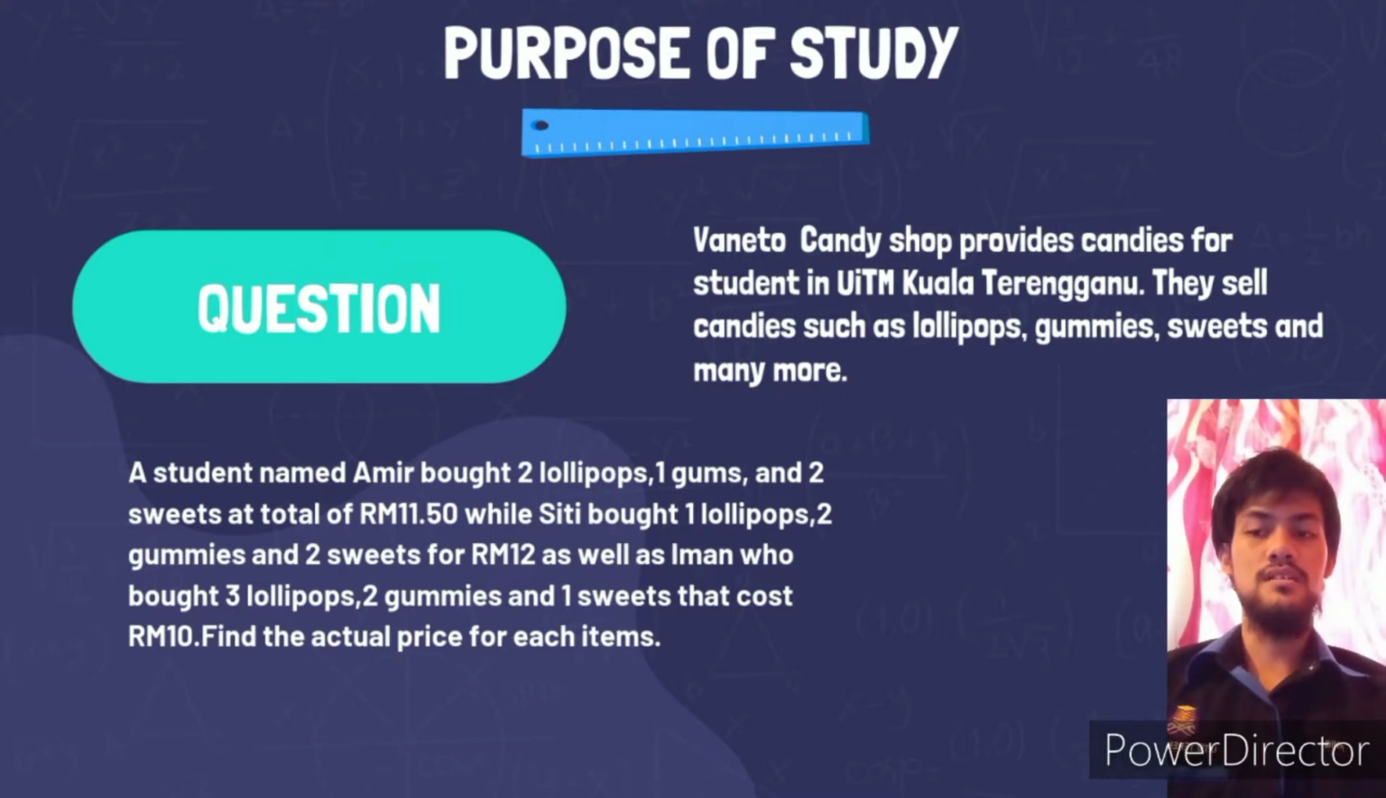while Siti bought 1 lollipop, 2 gums, and 2 sweets for 12 ringgit, as well as Iman, who bought 3 lollipops, 2 gums, and 1 sweet that cost 10 ringgit. Find the actual price for each item.